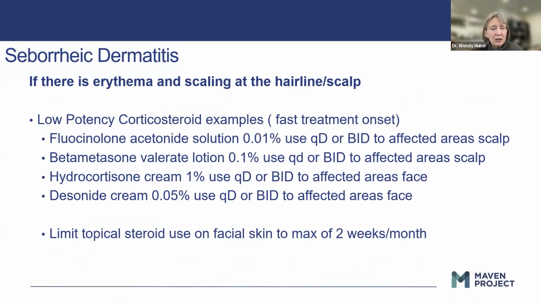If there's erythema or scaling at the hairline, you can use these low potency corticosteroids that are for the face, the hydrocortisone and the desonide, or something like the fluocinolone and the betamethasone for the scalp.